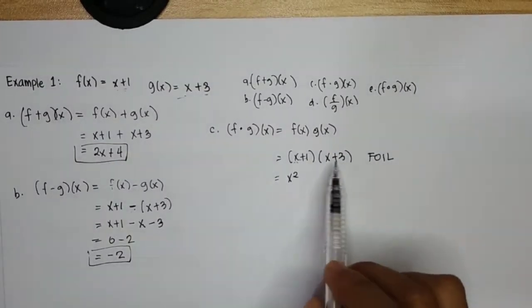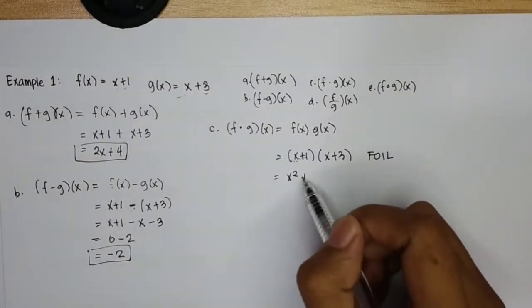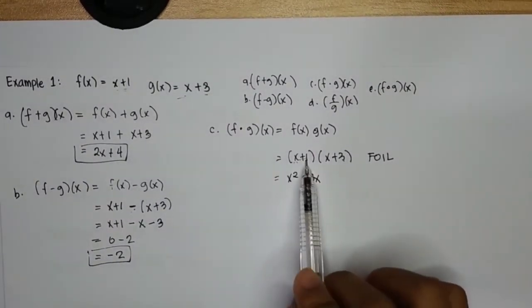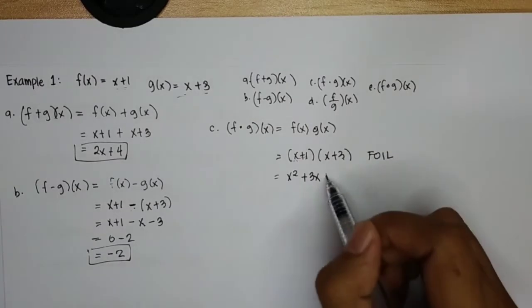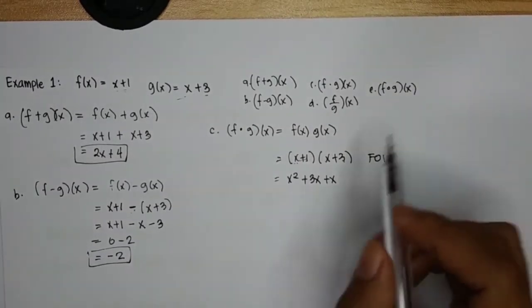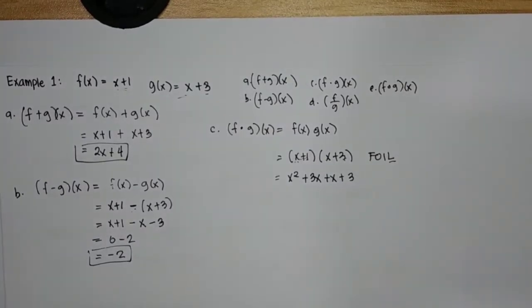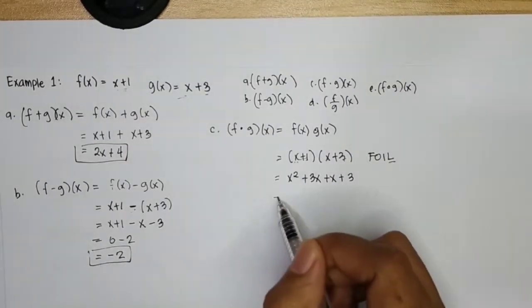Outside, so we have x times 3. We have plus 3x since positive yung sign natin. Then we have inside 1 times x, that is plus x. Then we have last term, 1 times 3, we have plus 3. Then after that, we can combine like terms.